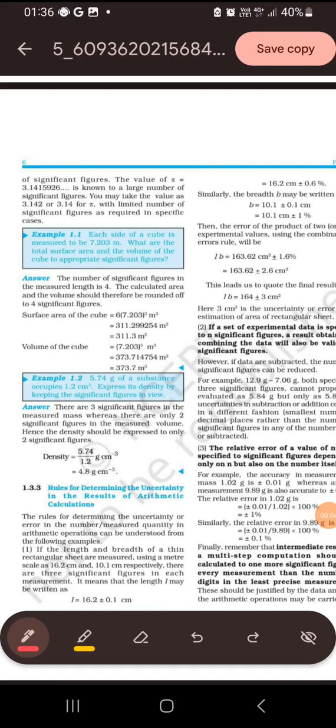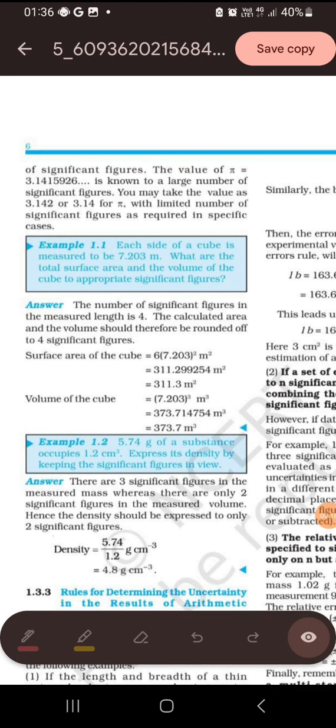Let me help you solve the NCERT example questions, which are the basic concepts behind the NEET questions. Our first question is in physics. First, read the question and write down what is given in the question.